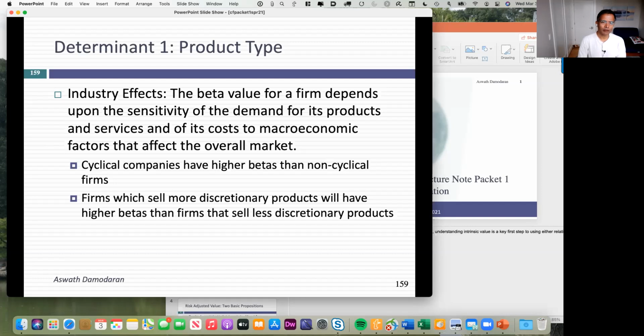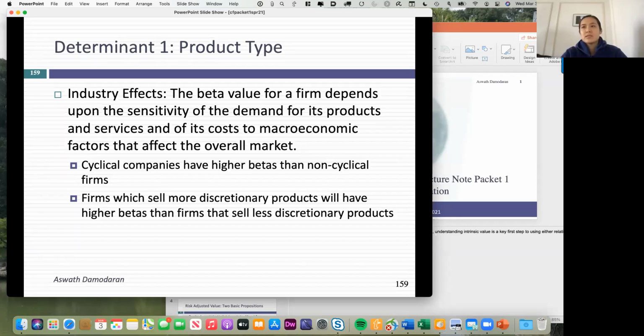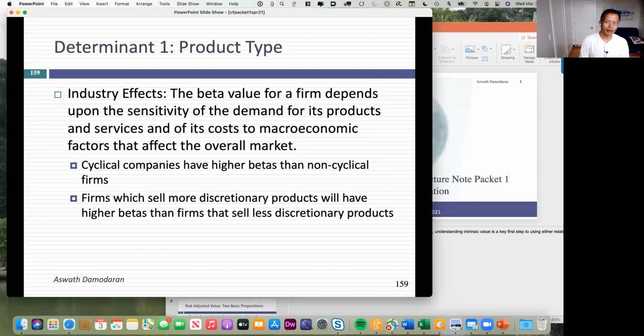Camille, who are you doing? What company are you doing? I'm working on Tyson. Tyson Foods. And you could probably answer the question already. Discretionary, non-discretionary. You sell chicken nuggets at low prices. My guess is that your revenues are pretty stable. They don't go down too much during a recession or go up. There might be other forces, but I'd expect you to have a low beta.